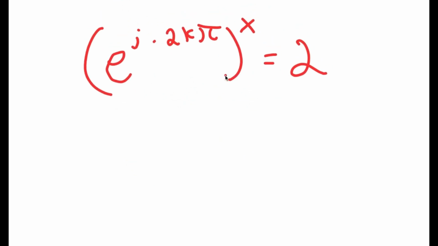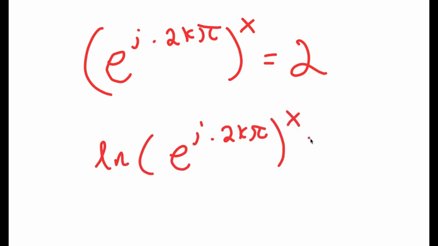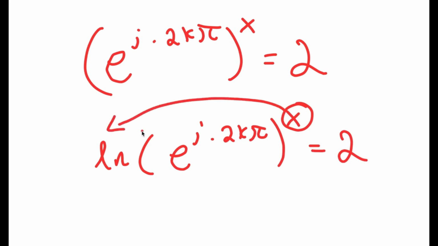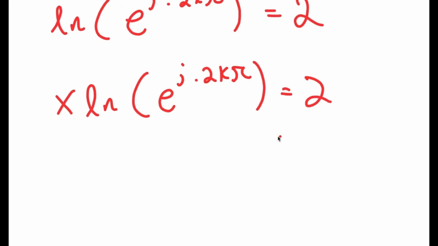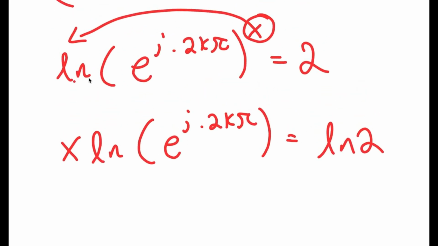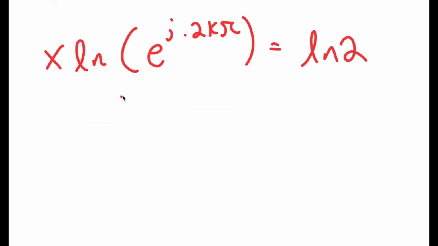And now, with this, I'm going to take the ln, or natural log, on both sides. So I have ln e to the power of i times 2k pi to the power of x is equal to 2. So I'm going to now bring this x down using the property of natural logarithms. So I get x times ln e to the power of i times 2k pi is equal to ln of 2, because if you take ln on one side, you have to do the other side.